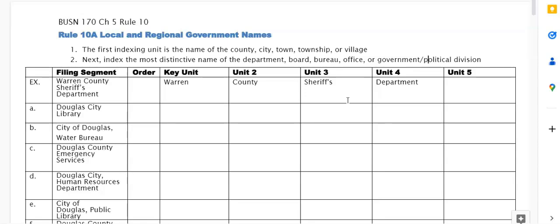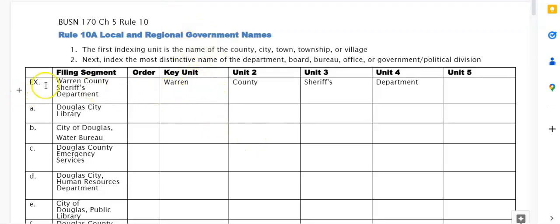When you're dealing with local and regional government names, the first indexing unit, or your key unit, is always going to be the county, city, town, or village name. Next would be the most distinctive name of the department or the board or bureau or office.